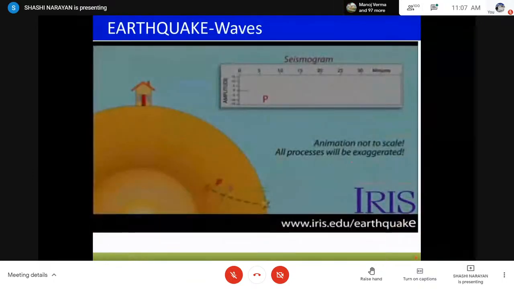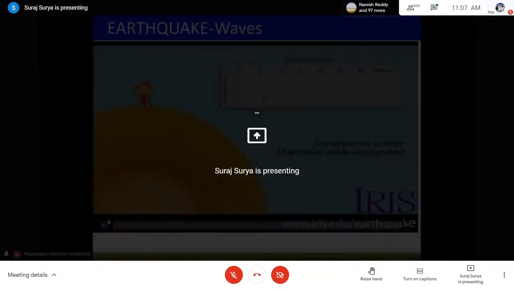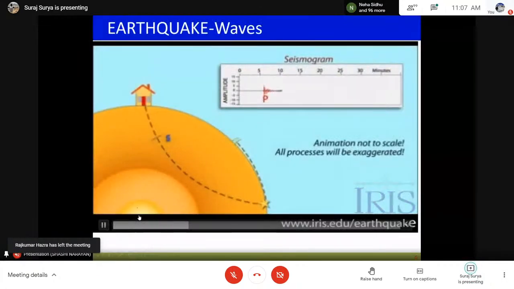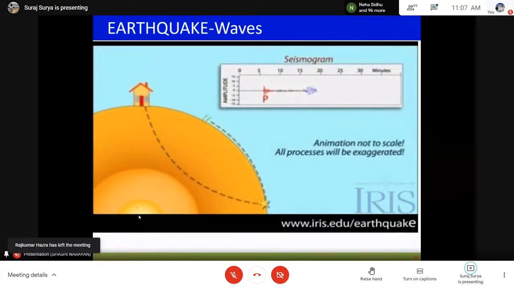So this energy release is generally in terms of earthquake waves. Earthquake waves, in the sense, we have P waves, S waves, and surface waves. If we talk of the P wave, S wave, and the surface wave, first the P wave strikes, then the S wave, and then the surface waves.